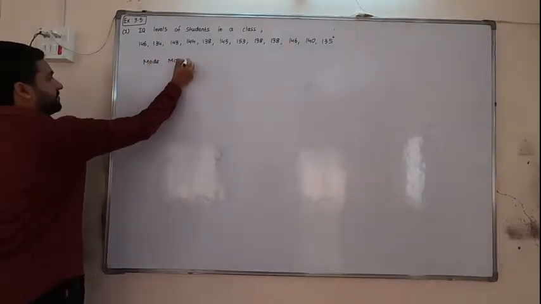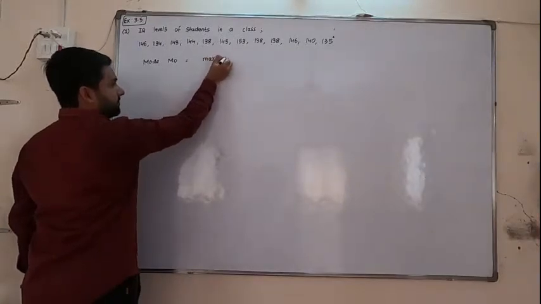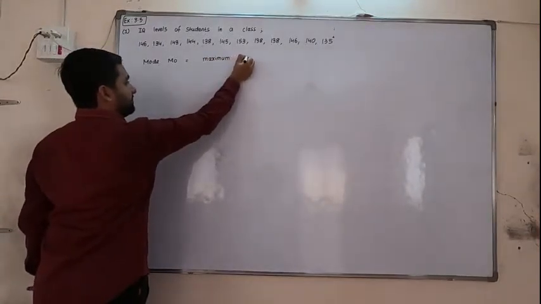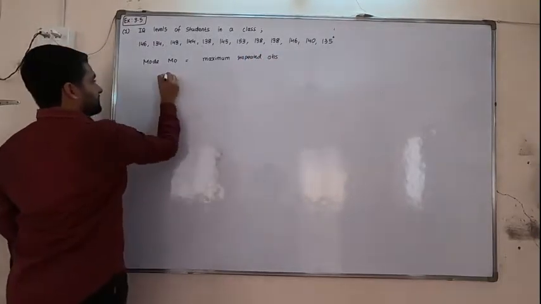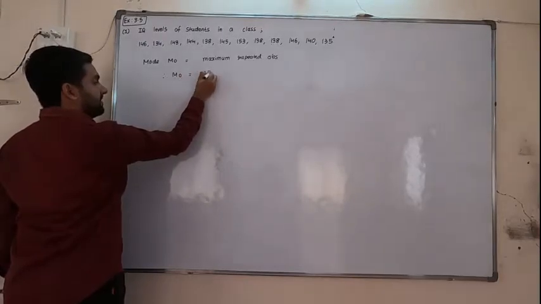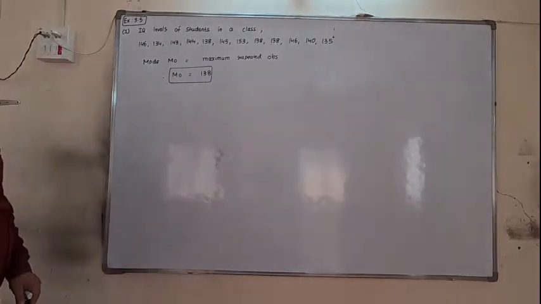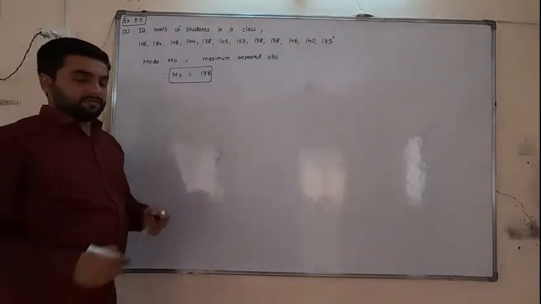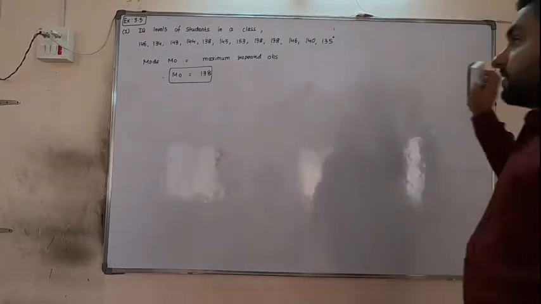Mode MO is equal to the maximum repeated observation. Therefore, MO is equal to 138. This is just the IQ level, so there is no unit in the question. Okay, now second.